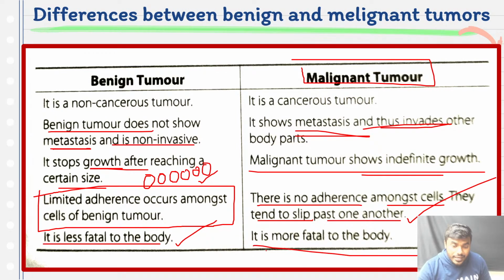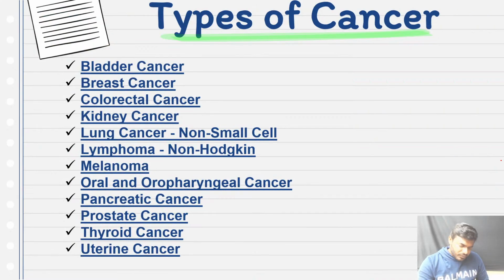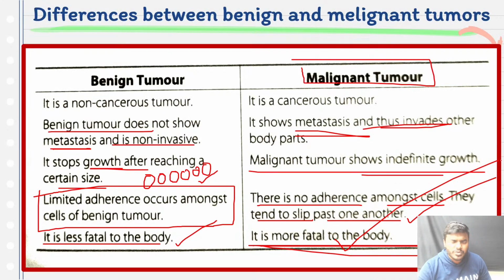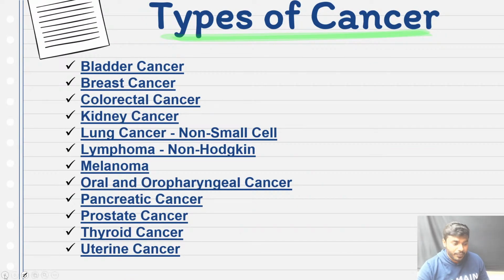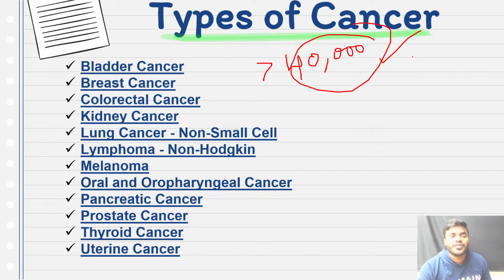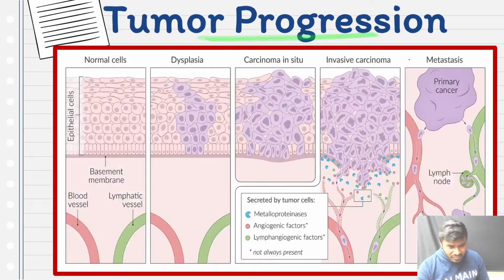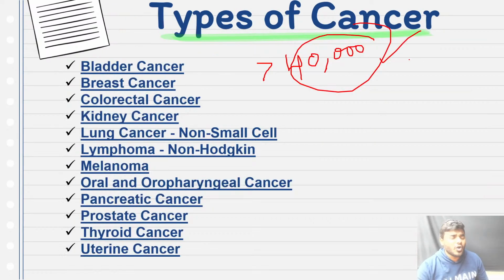And friends, it is more fatal to the body. It has to be eliminated very fast, treated very fast, and moreover diagnosed very fast. And how many cancers are there? Friends, so far there are more than 40,000 types of cancers. I never say that only this cancer is important and that cancer is specifically important.